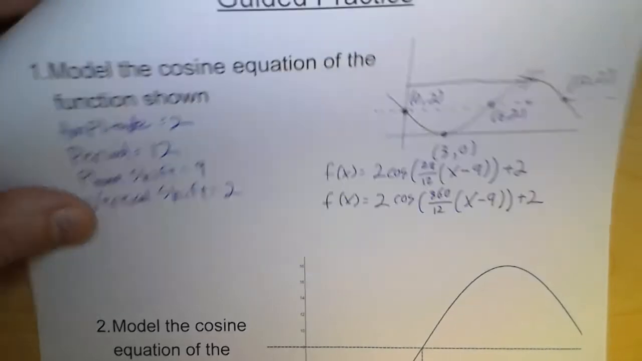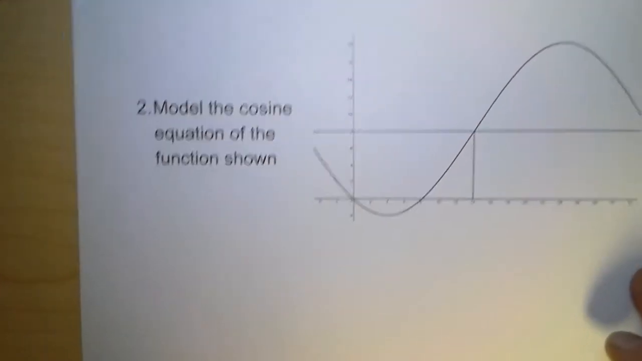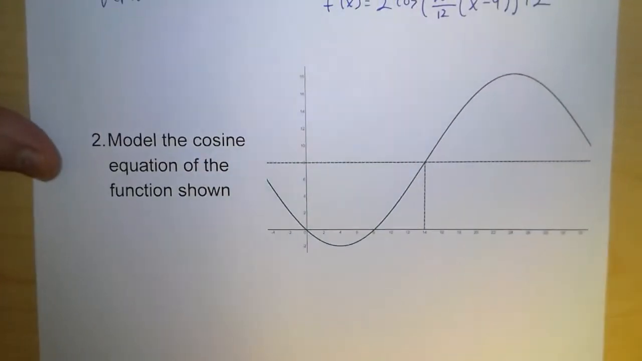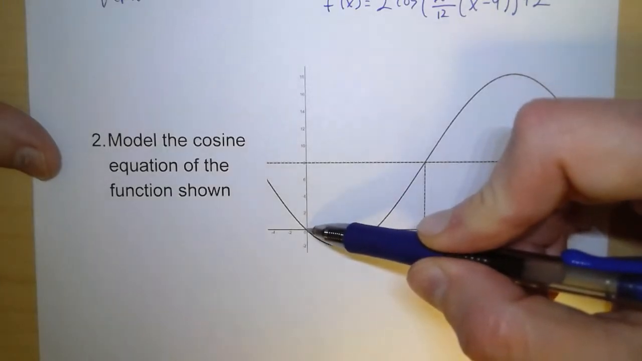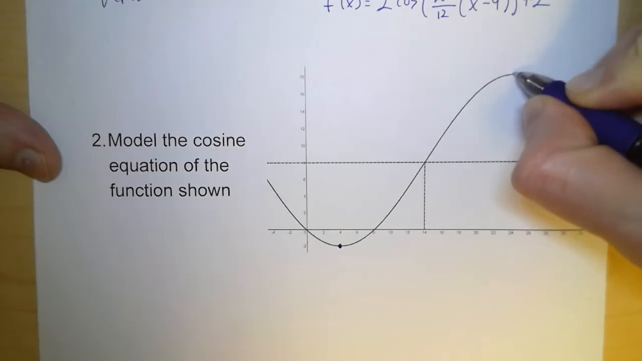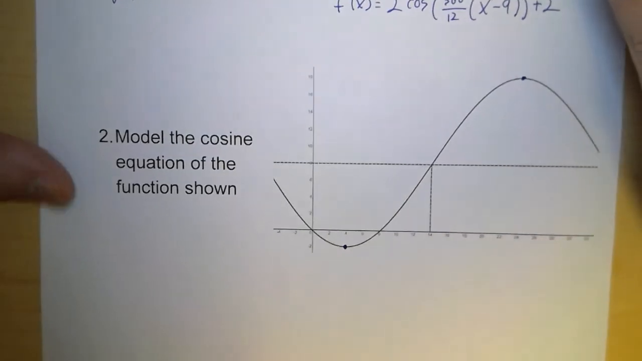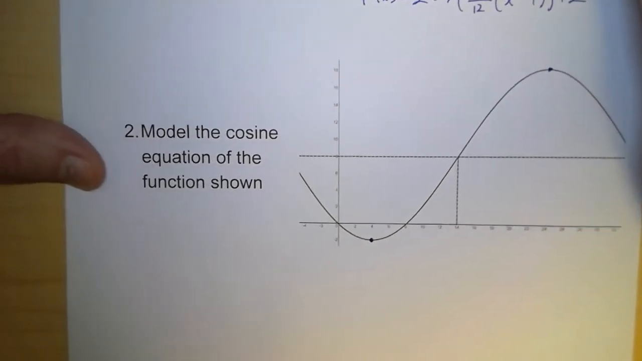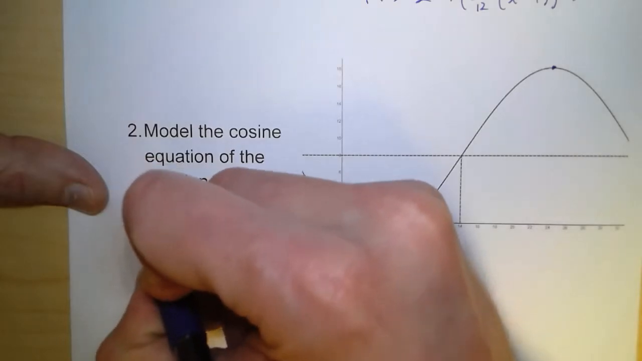All right, so let's move on to the next one. Here we've got this graph. It crosses at the origin, but that's not the bottom. The bottom is way down here, and the top is way up here. And so we still need our four components. So what is the amplitude?